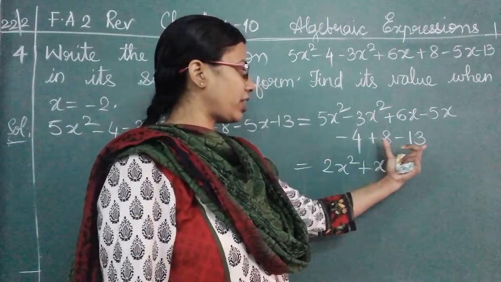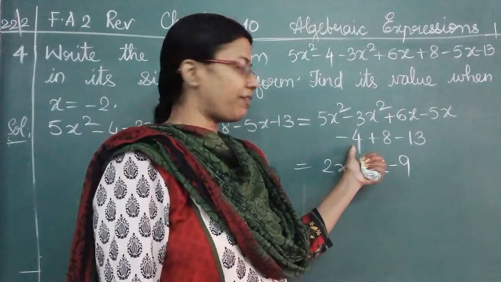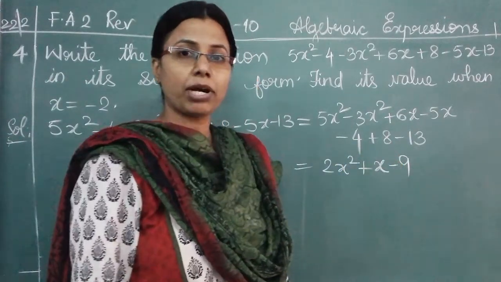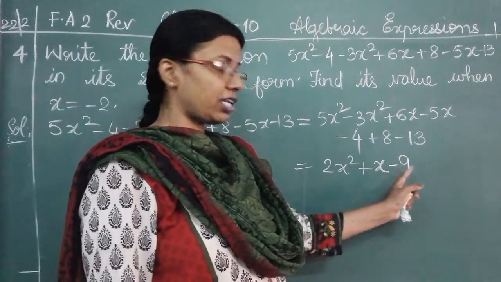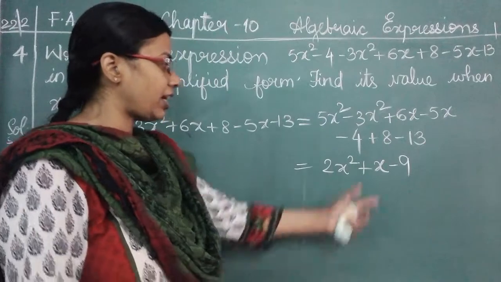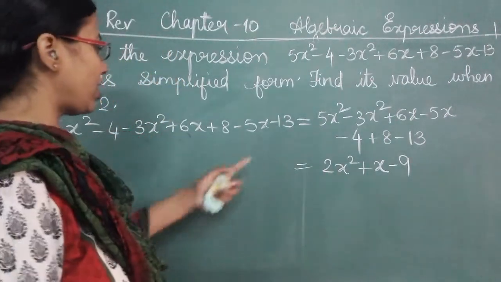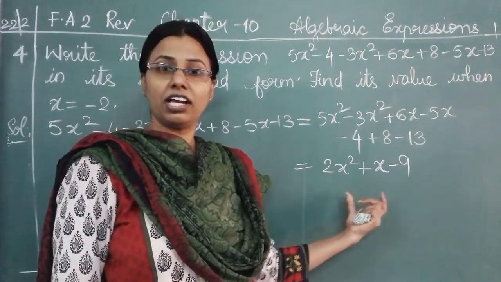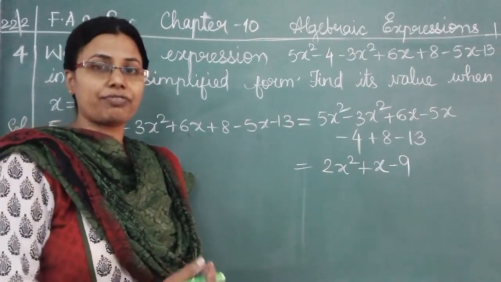Or otherwise you can do it like this. This 13 plus 4 is 17. 17 minus 8 is 9. So the greater number is having minus, so it is going to be minus 9. So this is the simplified form of the given expression. There are 3 unlike terms. Now this is the first part of the solution.